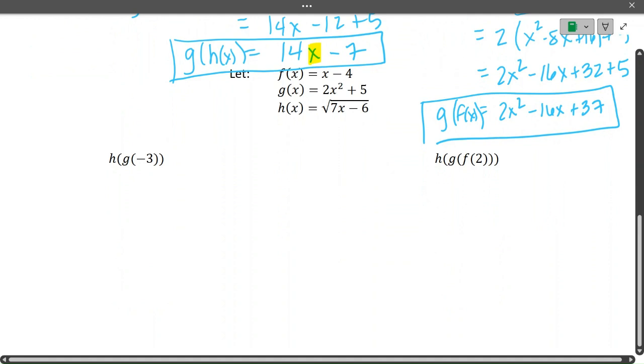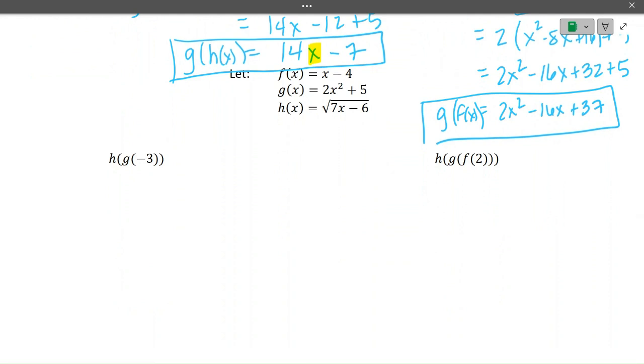All right, now, sometimes we are going to be asked to find values, and these are more of my favorite because they're a little less work. So let's go ahead and start. Remember, we start with the inside. So we have h of g of negative 3. So we're going to start with g of negative 3. So I'm going to go ahead and do that here.